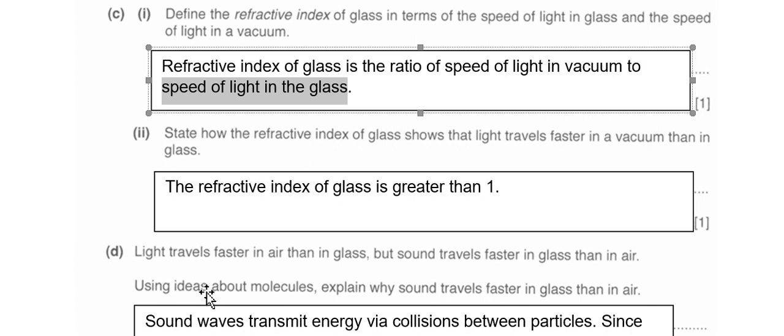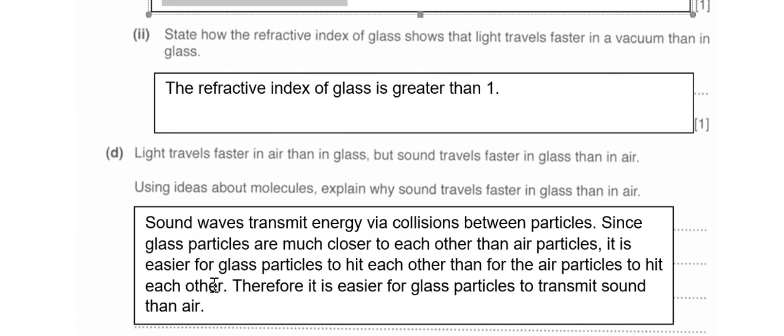The reason why sound travels faster in glass than in air is because when sound waves transmit energy, they require collisions between particles. Since glass particles are in solid form, they're much closer to one another than air particles, which are in gaseous form. So it's easier for glass particles to hit each other than for air particles to hit each other. This explains how the sound wave is transmitted much faster in a solid than in air. So this is straightforward as well.